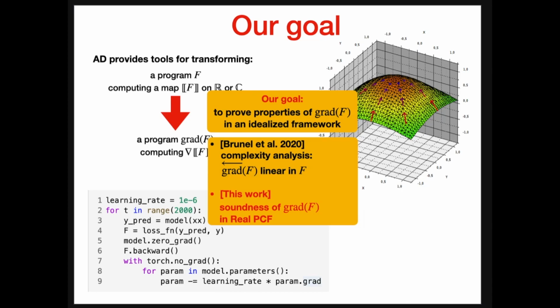The idealized framework we will consider is called real PCF, that is a simply typed lambda calculus with as ground type the type of real numbers, some functional constants to deal with reals like addition, multiplication, sign, or whatever function you want on the real numbers, and then conditionals and fixed points, so to have a Turing-complete programming language.